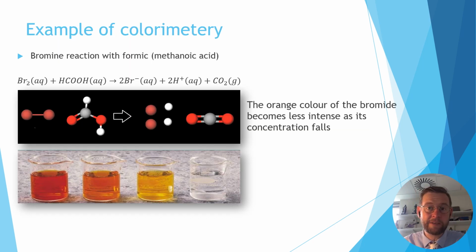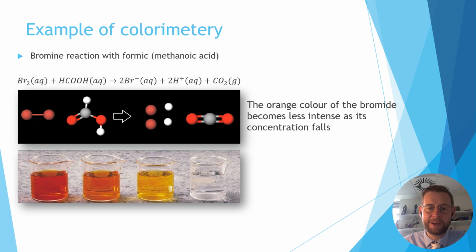So here's a nice example of a reaction that you could track with a colorimeter. It's a reaction between bromine and formic acid, which we now know as methanoic acid. We've got bromine, this diatomic molecule, and we mix it with this molecule, which is basically carbon with a double bond to one oxygen, a single bond to another oxygen, with a couple of hydrogens thrown in. The electrons from the bond of the bromine go across to help form a double bond between the carbon and each oxygen of CO2.